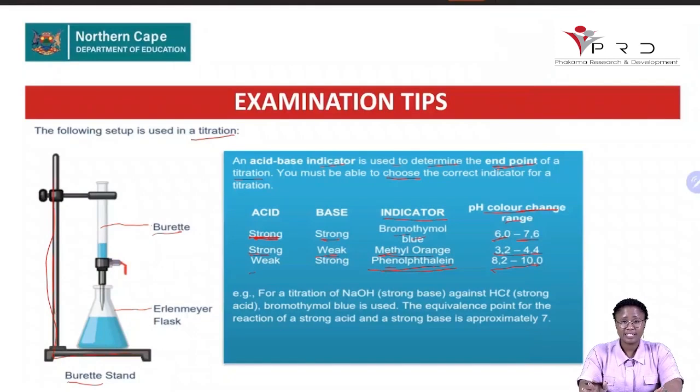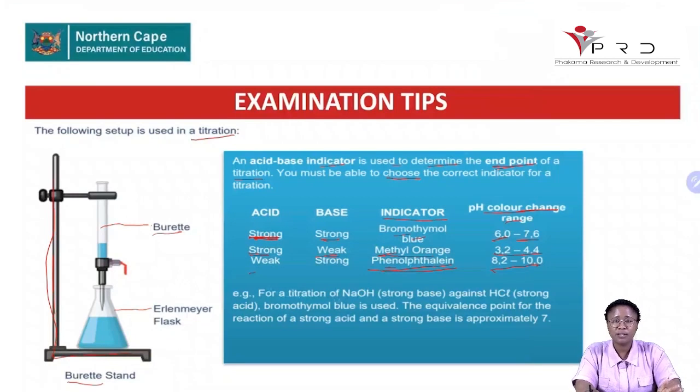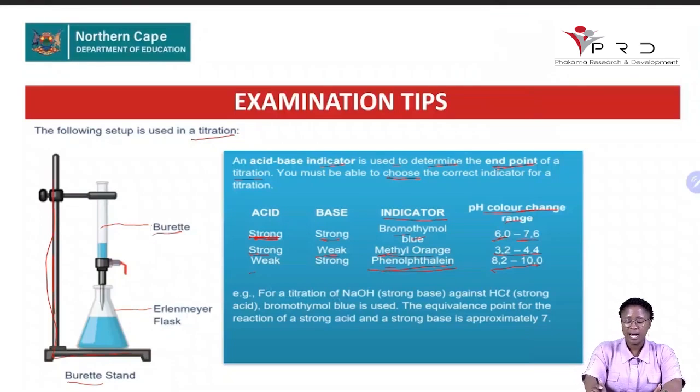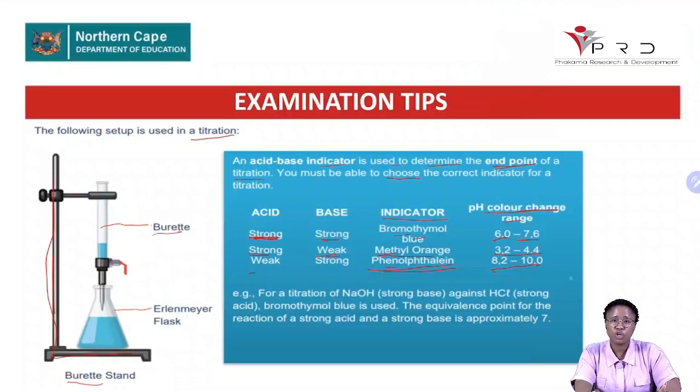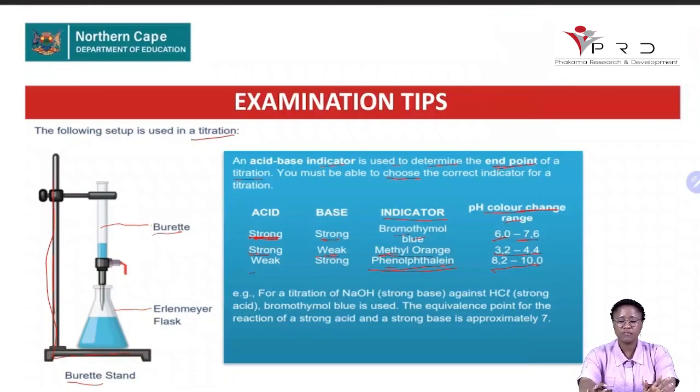Like here in this example, I've given you an example for a titration of sodium hydroxide. Remember, sodium hydroxide is a strong base, and it will react with what? With hydrochloric acid, which is a strong acid. So for this titration, because you have a strong acid and a strong base, the indicator that will be suitable for you to use will be the bromothymol blue. And the equivalence point for the reaction of a strong acid and a strong base is approximately 7. It can be 6 something to 7, but close to 7, that is a neutral solution.